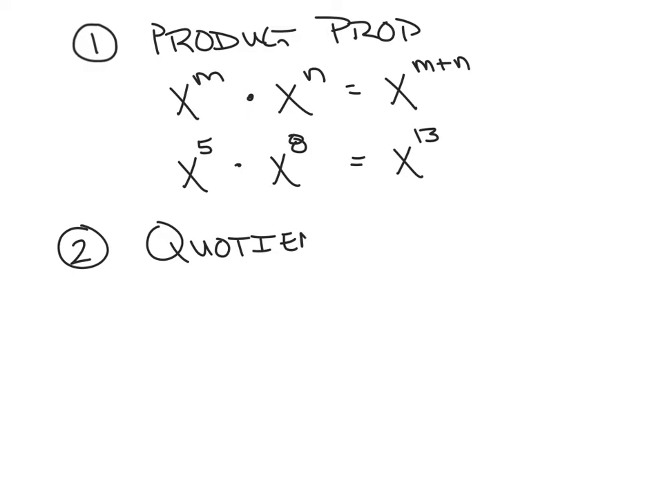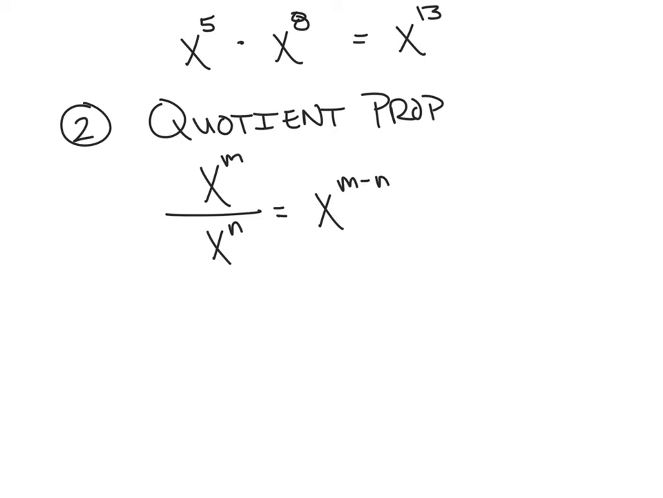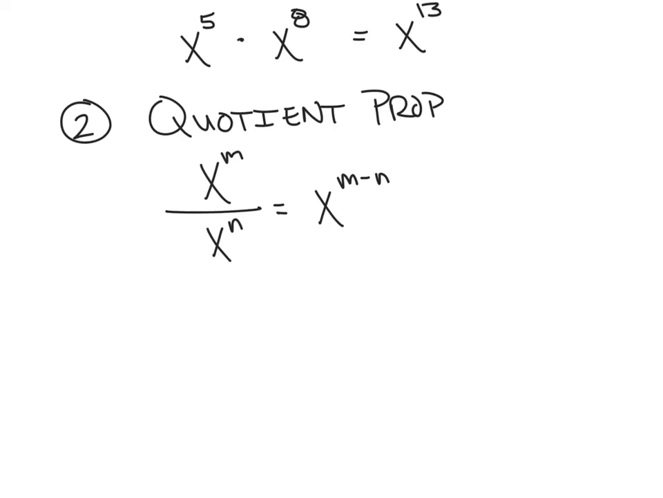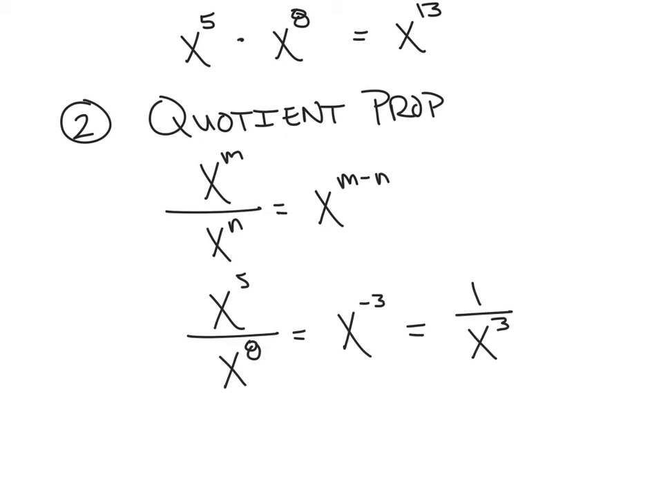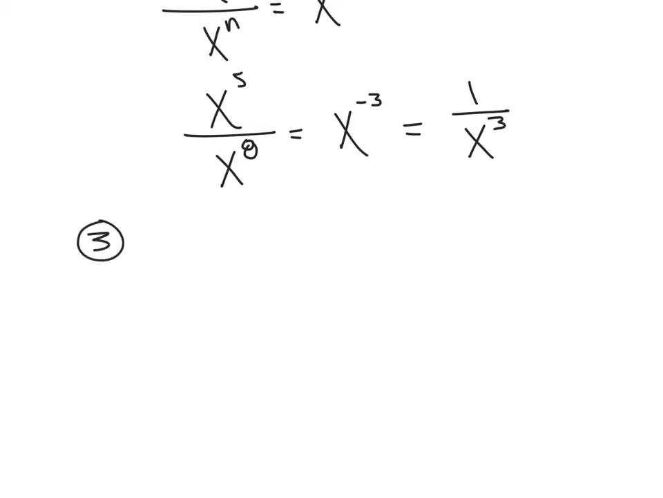Number two is called the quotient property. And you could probably anticipate some division coming down the pipe here. So if I had x raised to the m and I divided that by another expression, x raised to the n, I would actually subtract the two exponents, and it would be x raised to the m minus n. An example of that might look like x to the 5th divided by x to the 8th, which would equal x to the negative 3, and we could just rewrite that as 1 divided by x cubed, making the exponent positive.